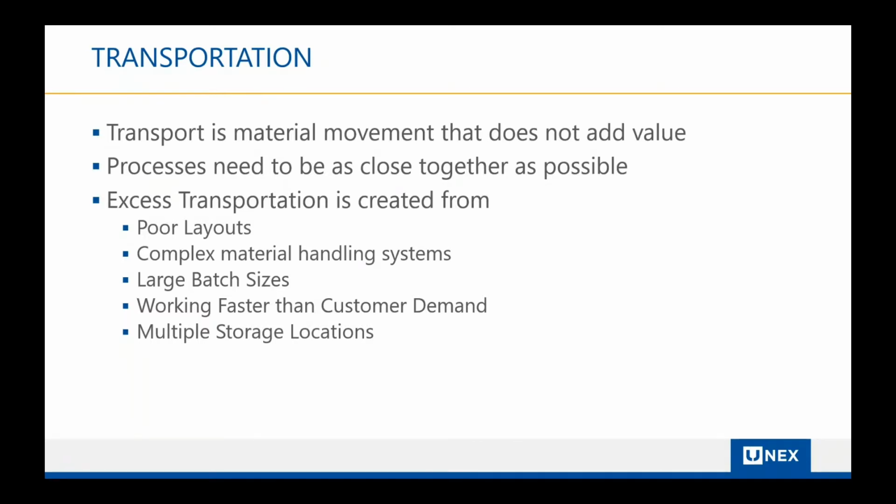So large batch sizes create some excess transportation. Working faster than the customer demand. We talk about pull and the principles. If we're just pushing product versus pulling it, we're working faster than the customer demand. And then if you have multiple storage locations, it's just going to take more time to get it to where it needs to be.